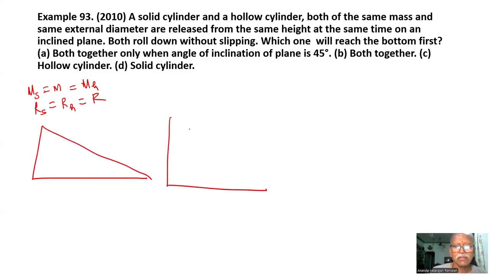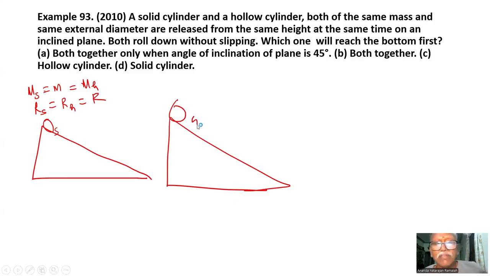Another inclined plane. This one is solid, this one is hollow, and both are released. Both roll down without slipping, no slip, therefore friction is sufficient. Which one will reach the bottom first? That is the question.